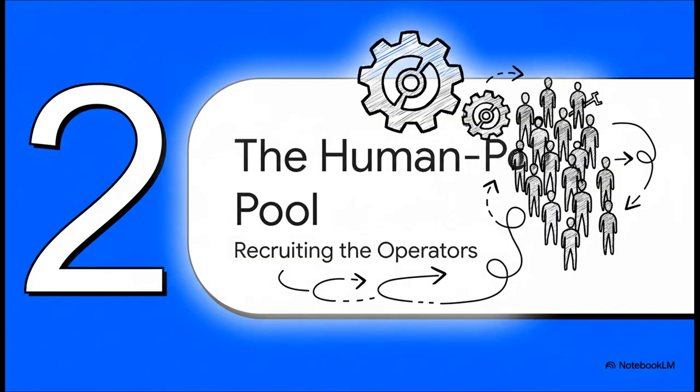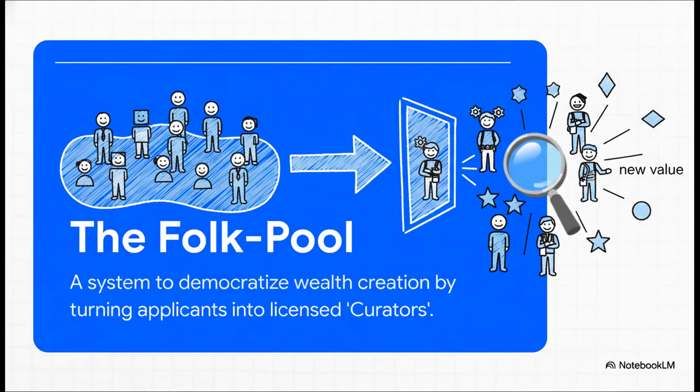Okay, so if you've got this big economic engine, you've got to have operators, right? So how does this system actually recruit the people who are going to power the whole thing? Well, it all kicks off with something called the folk pool. Think of this as the front door. It's the process designed to take regular people, regular applicants, and turn them into licensed curators. And these curators are the ones who actively go out and bring new value into the system.